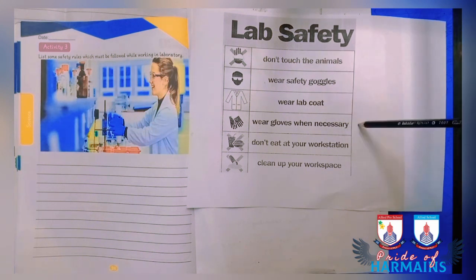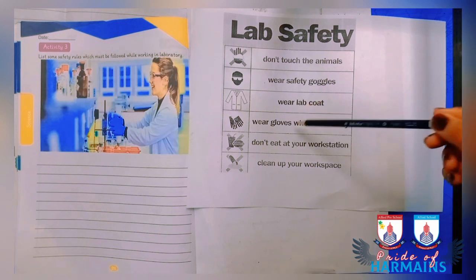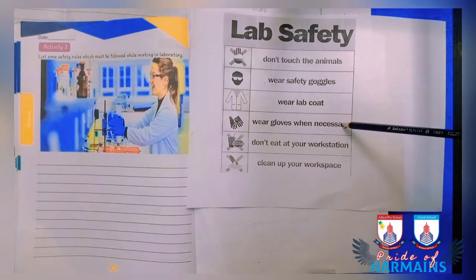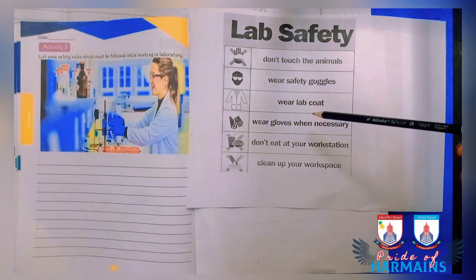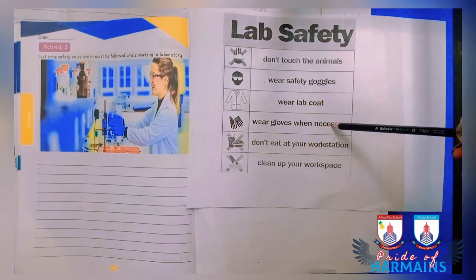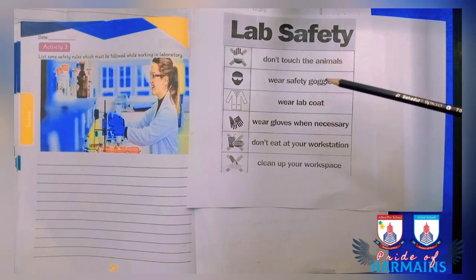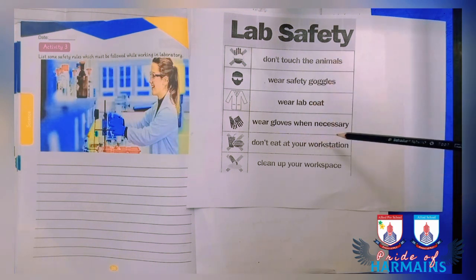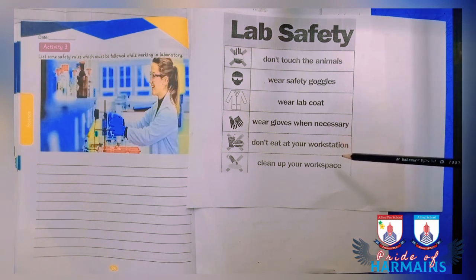Then coming toward the fourth rule, that is wear gloves when necessary, like if you are dealing with any chemical, any acid or any base, then you should use gloves. Do not eat at your workstation. Laboratory is not a place to eat or to drink. You shouldn't eat or drink while in the laboratory, so you should try to avoid it. Then clean up your workspace.